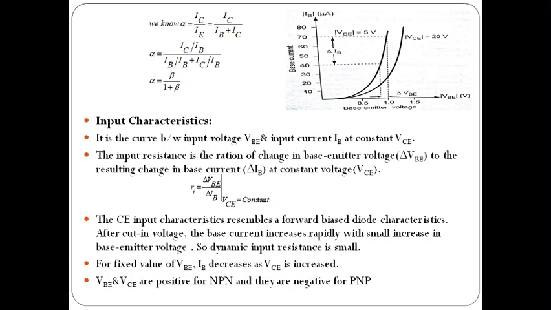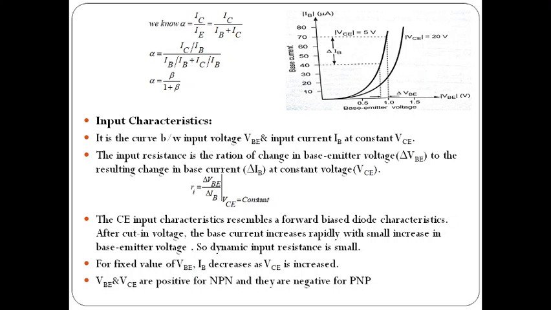So the input resistance is the change in the base to emitter voltage to the base current at constant VCE. So we can write Ri equals ΔVBE by ΔIB when VCE equals constant. The input characteristics resemble the forward bias diode characteristics. So it is also looking like forward bias diode characteristics.